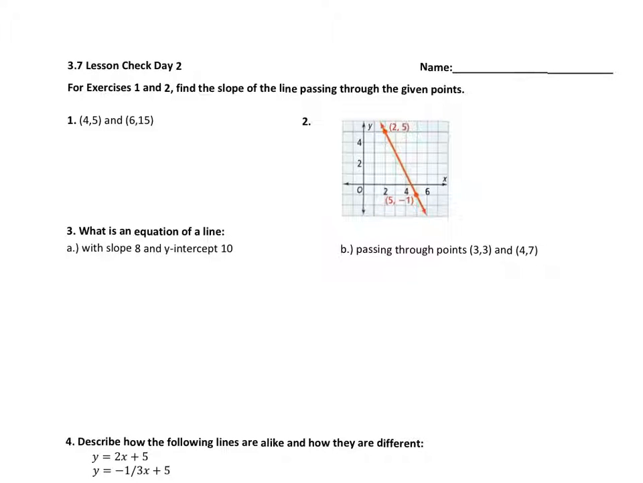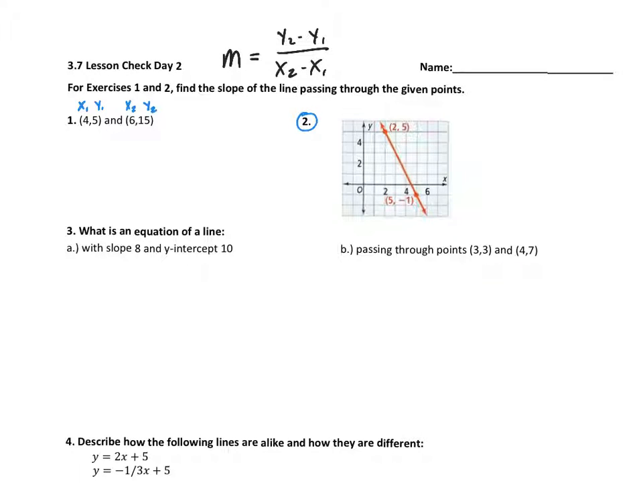Okay, this is for lesson check day 2 for your equations of lines. These first few problems are similar to lesson check from yesterday, and we use the slope formula, m equals y2 minus y1 over x2 minus x1. So we use that formula for this first problem. I always like to label my points x1, y1, x2, y2, and you're just going to plug those points into your slope formula.